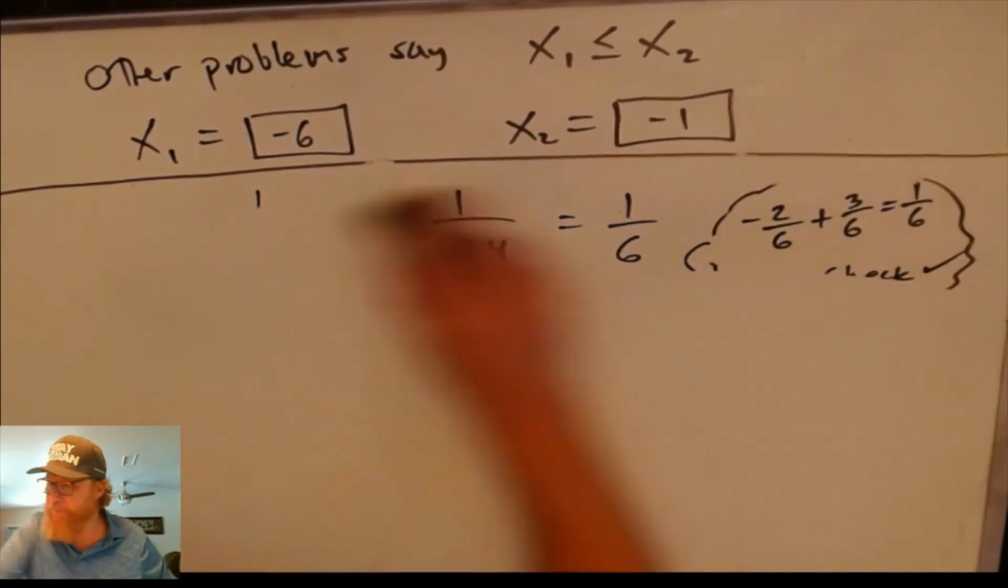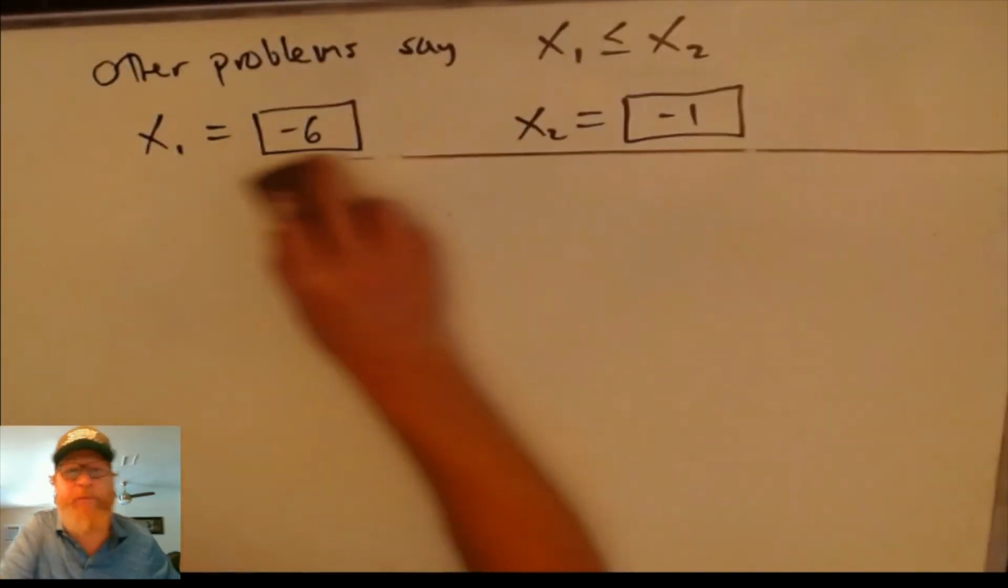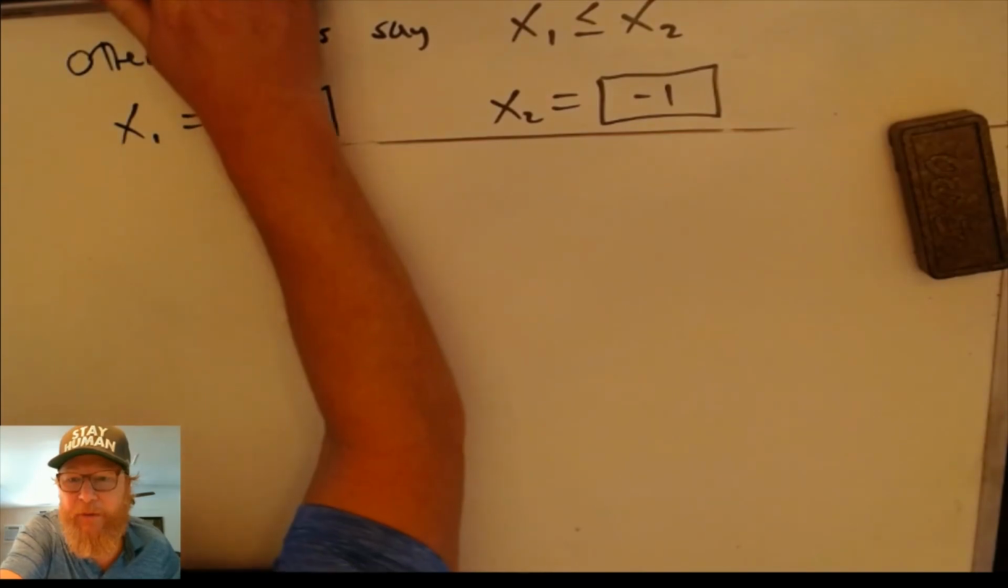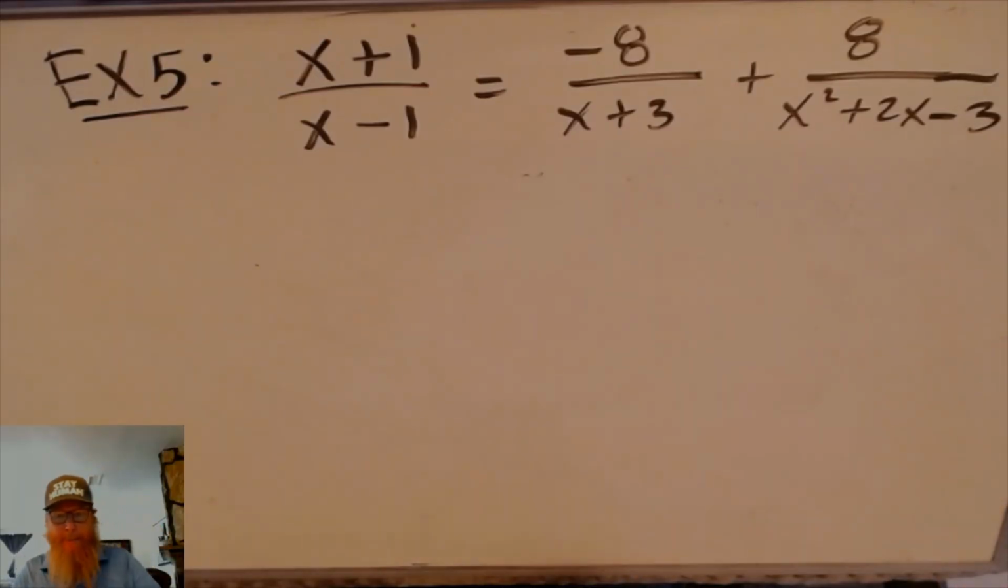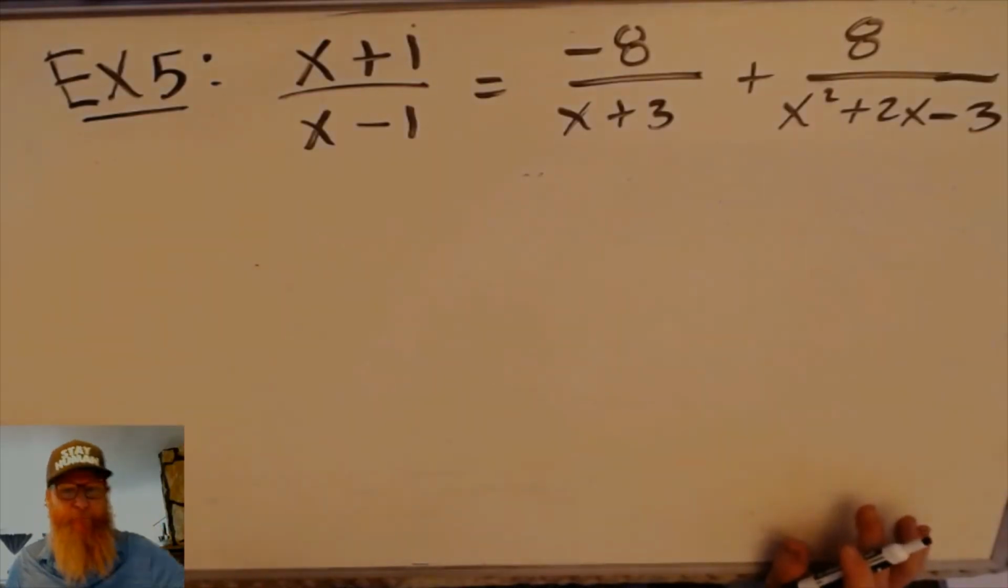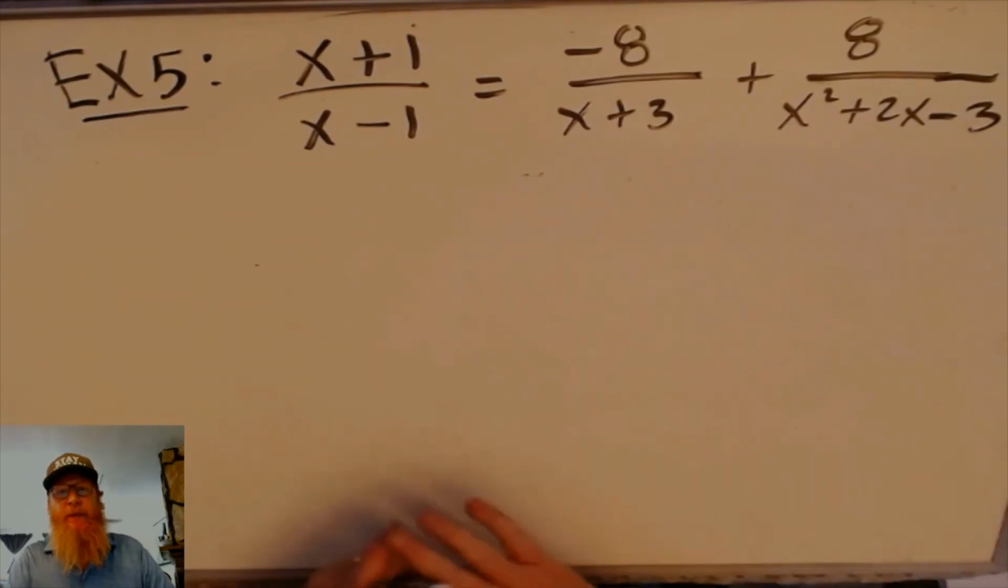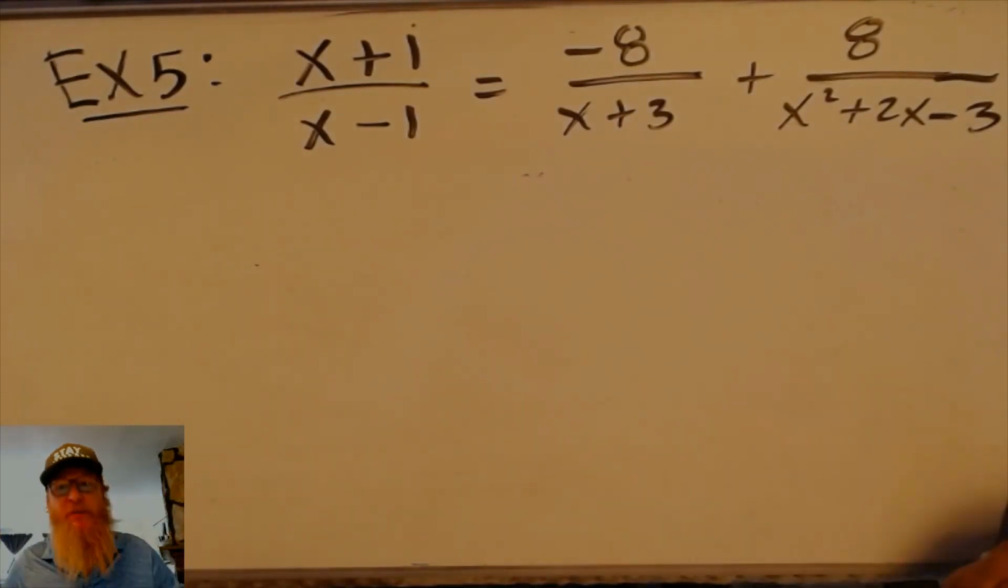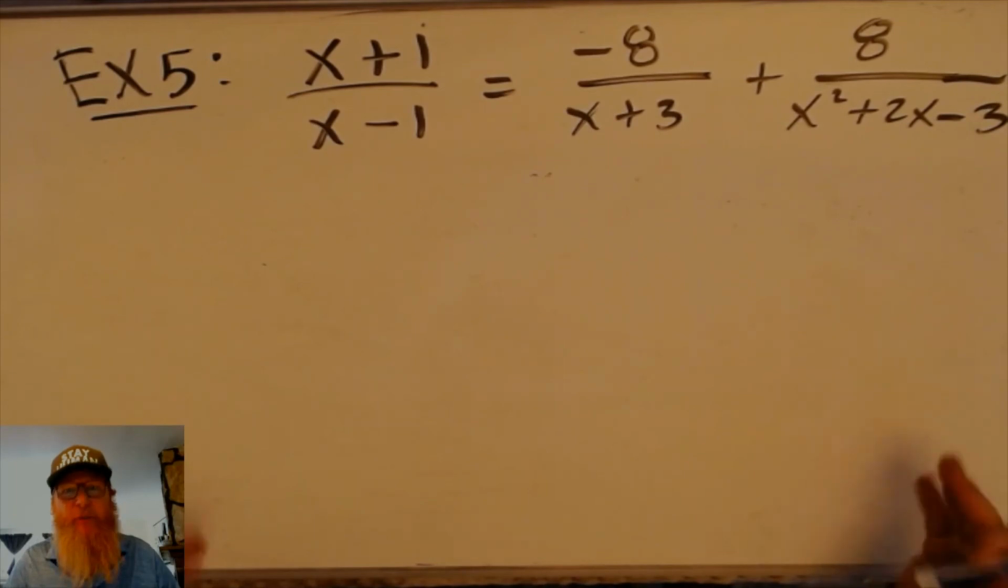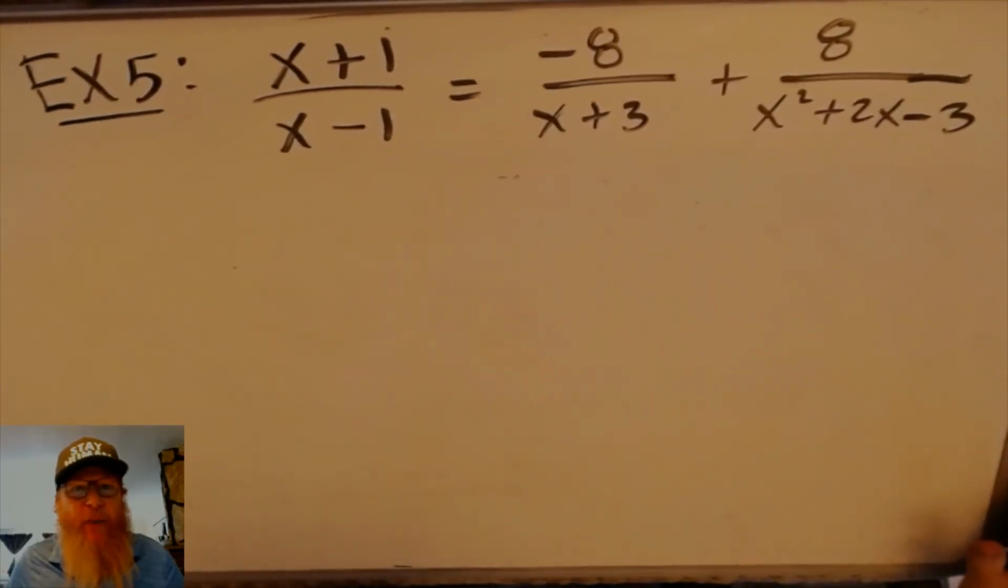Okay, so we're moving on to example 5. All right. So, again, these problems all start with factoring if possible. If it's possible, factor it.